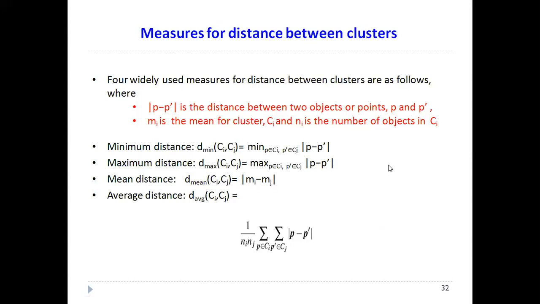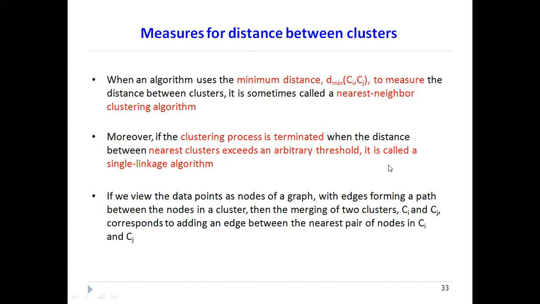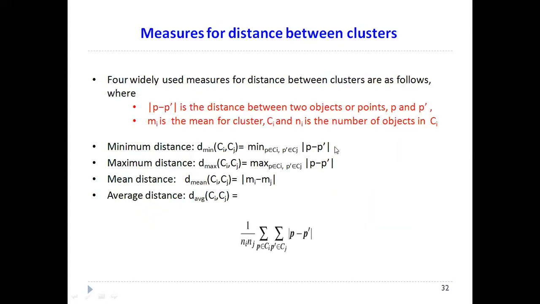Okay, so when an algorithm uses minimum distance, it is called a nearest neighbor algorithm. When you use this formula to calculate the minimum distance in your hierarchical clustering method, that algorithm is called a nearest neighbor algorithm.